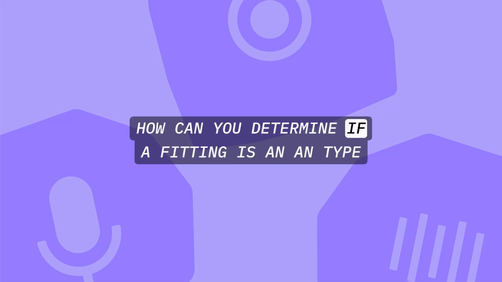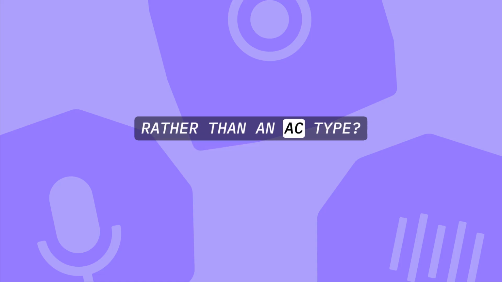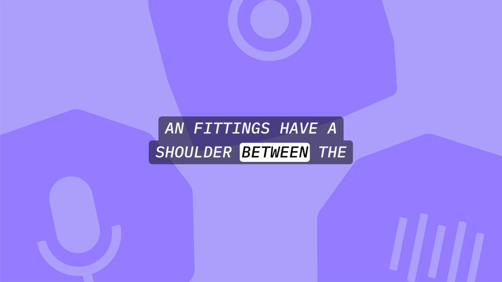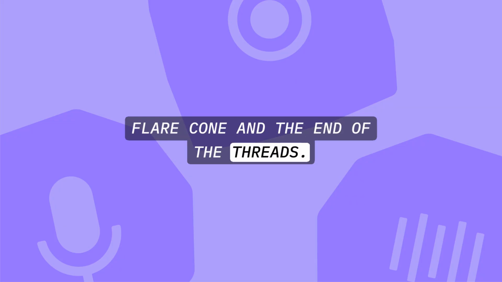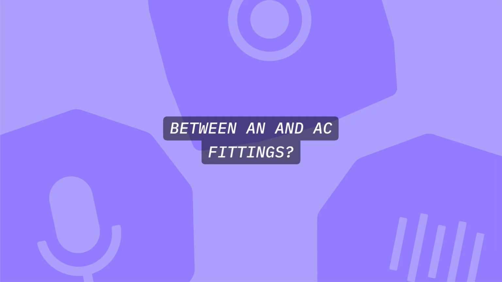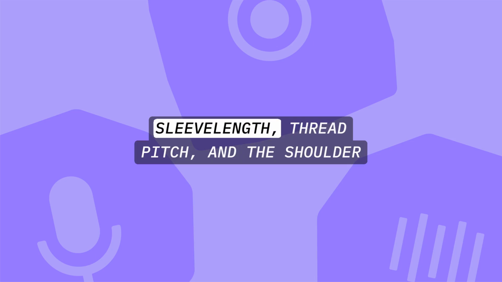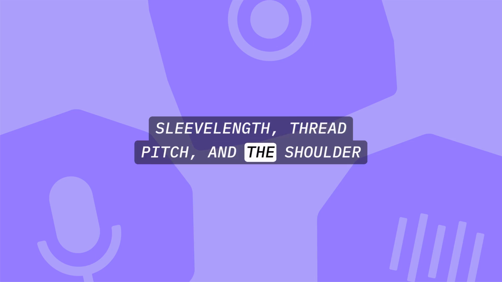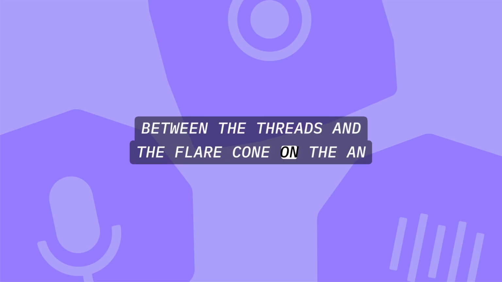How can you determine if a fitting is an AN type rather than an AC type? AN fittings have a shoulder between the flare cone and the end of the threads. AC fittings do not. What are the most significant differences between AN and AC fittings? Sleeve length, thread pitch, and the shoulder between the threads and the flare cone on the AN fitting.